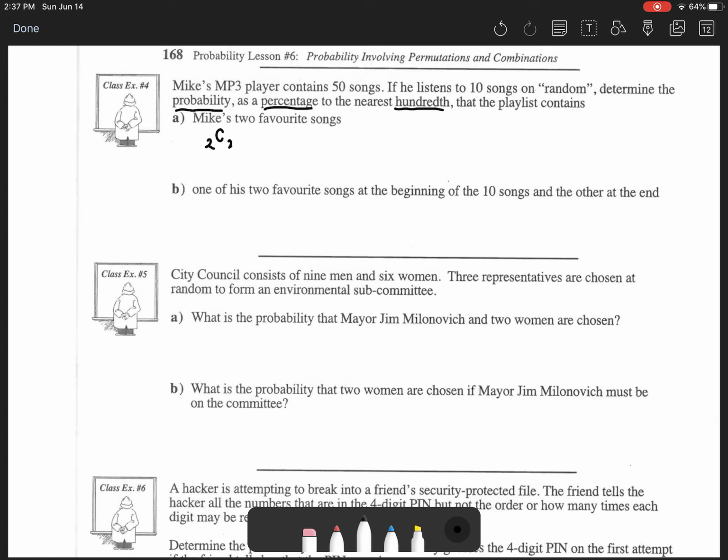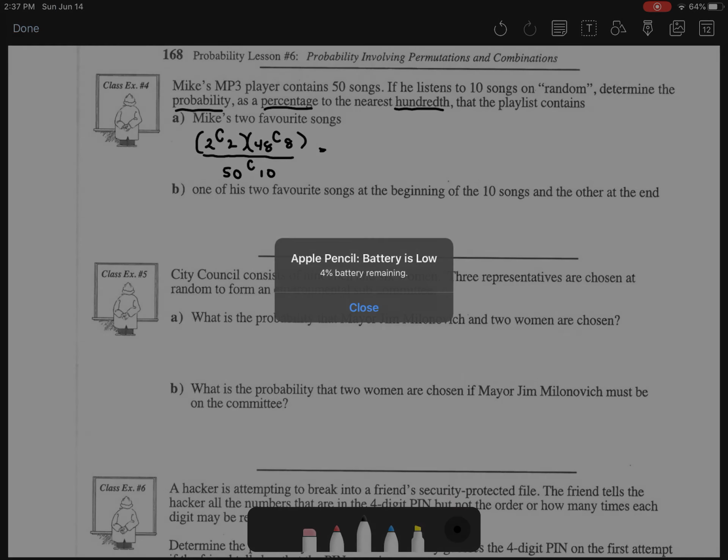So there are 2 of his songs that are favorite, and I choose both of them. So 2 choose 2. Now the remaining 8 songs, I have to choose 8 more, don't I? That comes from the 48 other songs on the playlist, right? Now that is just the number of ways that can happen. And I want probability, so I must divide by all possibilities, which is 50 songs, and I'm choosing 10. So I have to do that calculation, okay?